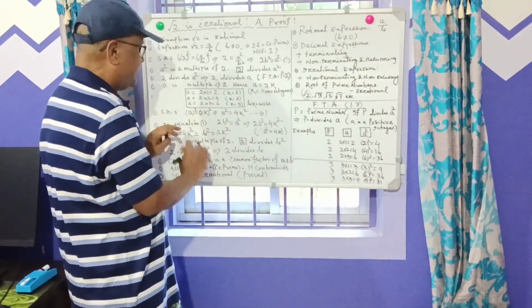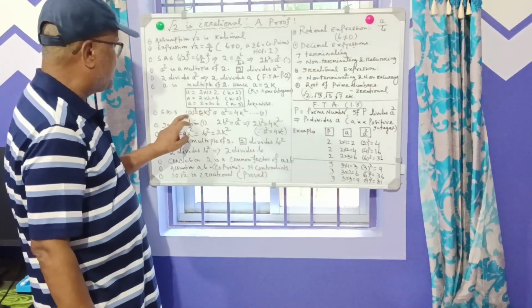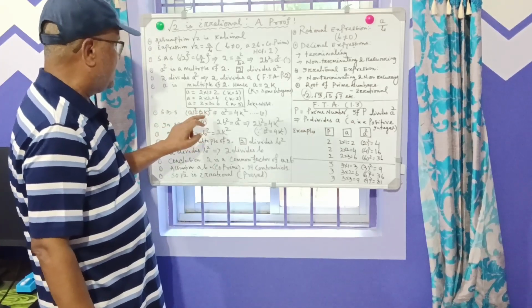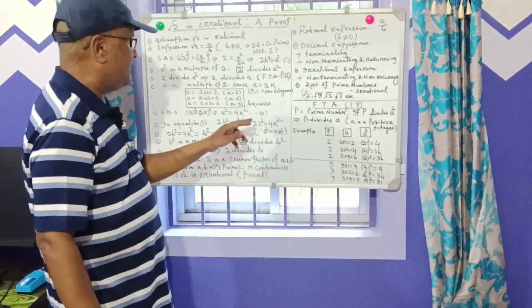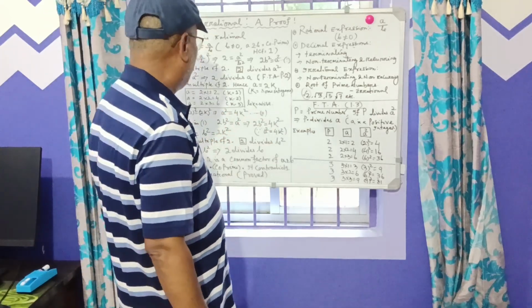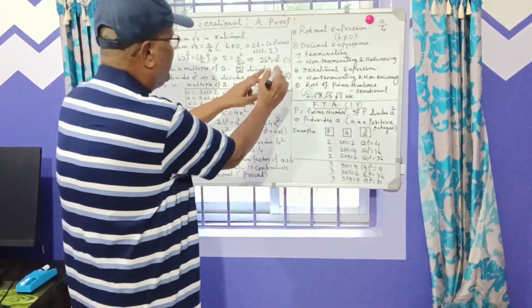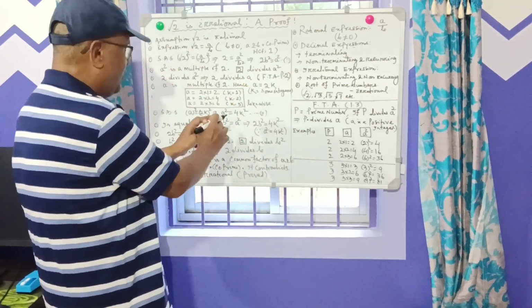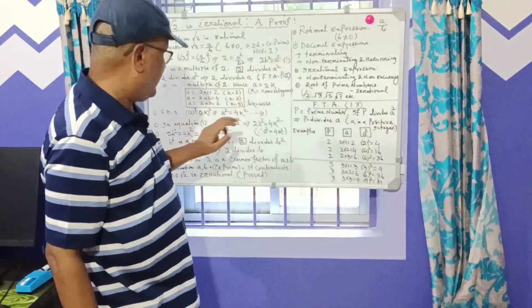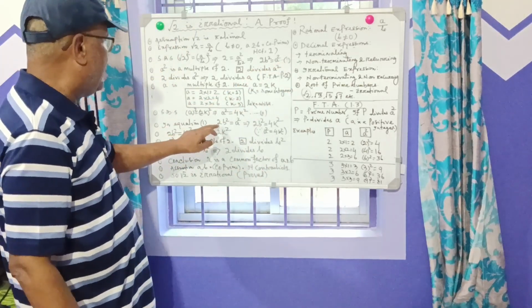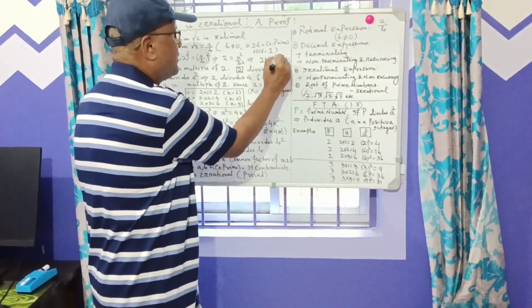So squaring both the sides, what we get? a square is equal to 2k square, which implies a square is equal to 4k square. That is our equation number 2. Now, in equation number 1, put the value of a square. Okay, so let's write the equation number 1.